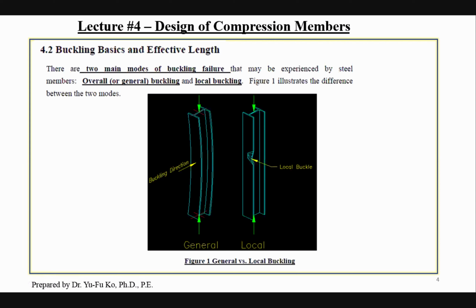There are two primary modes of buckling failure that may be experienced by a steel member. The first one we call global buckling.